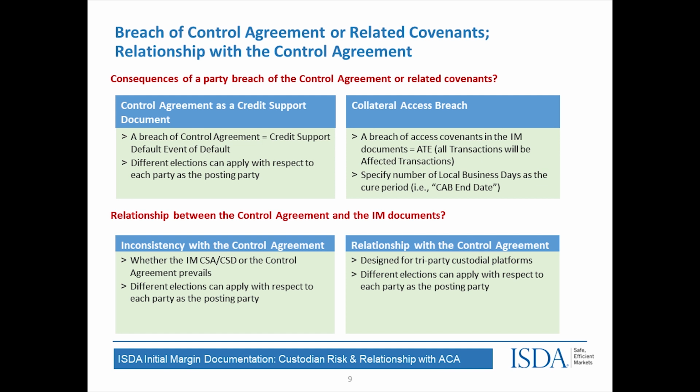And you can have different elections, just like each party can have, one can have a third party account control agreement, the other can have a tri-party. You can have different elections on this point. Now, my personal opinion is that it's going to get pretty hairy if each party has different elections. It may be difficult in practice to make that work, but the document allows flexibility so that parties can make their own commercial judgments on the point.